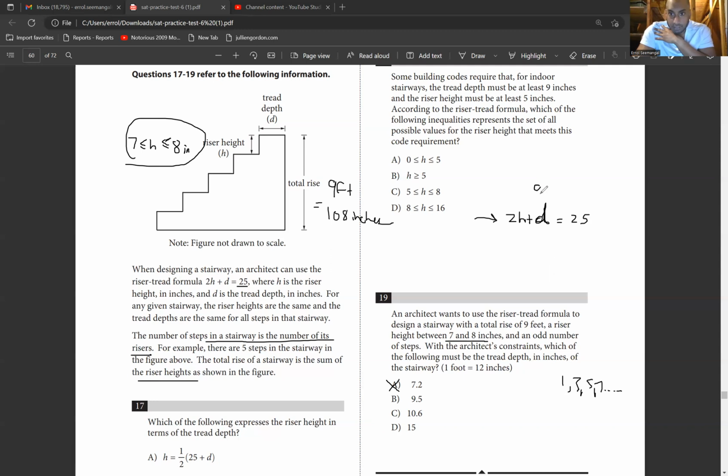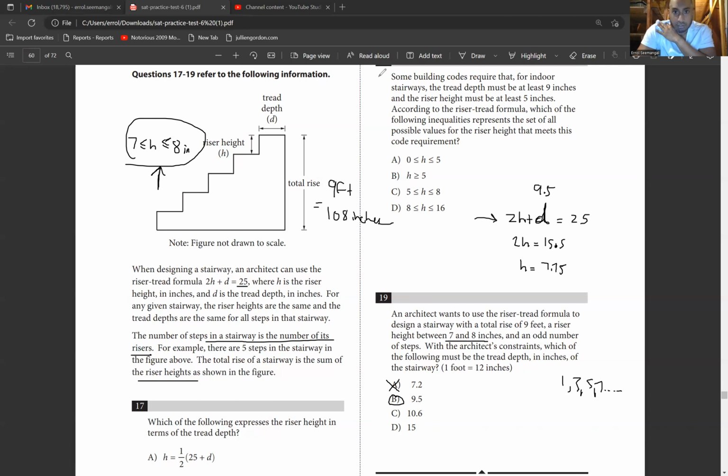We plug in the 9.5 right here, we'll have 2H equals 25 minus 9.5. 25 minus 10 would be 15, so that's 15.5. So H is 15.5 divided by 2, which is 7.75, which is between 7 and 8. So it looks like it's B so far.